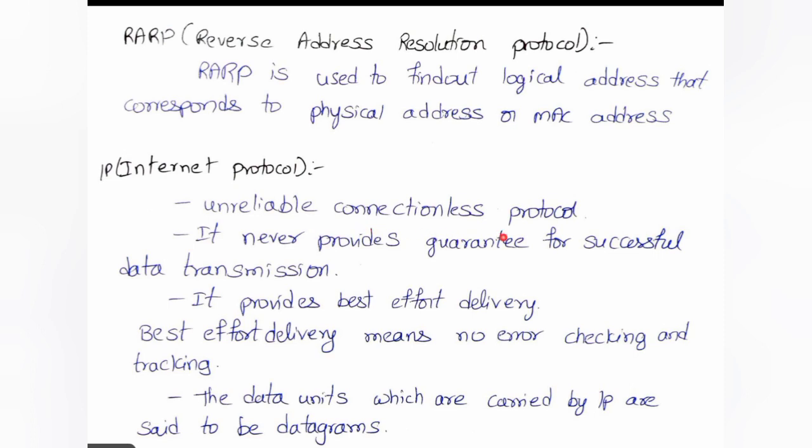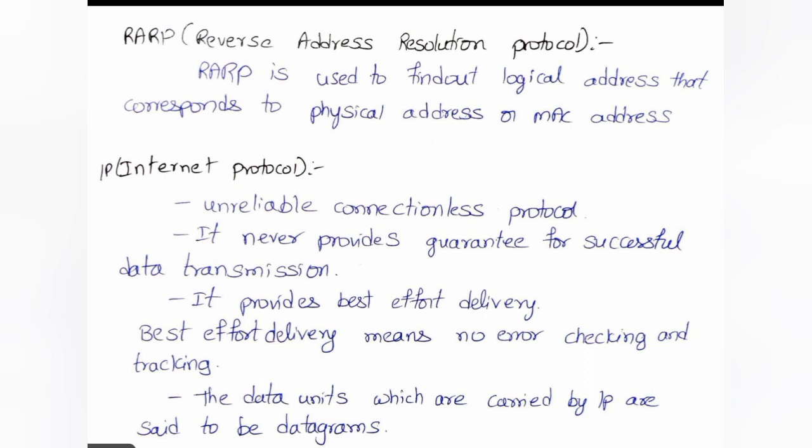And connectionless protocol means it is a wireless protocol. The data is transferred through a wireless medium. So it never provides a guarantee for successful data transmission, because we are using the unreliable connectionless protocol. It provides best effort delivery. So what is meant by best effort delivery here? There will be no error checking and tracking. And the data units which are carried by IP are said to be datagrams. The data which travels from sender to receiver using the Internet protocol is called datagrams.